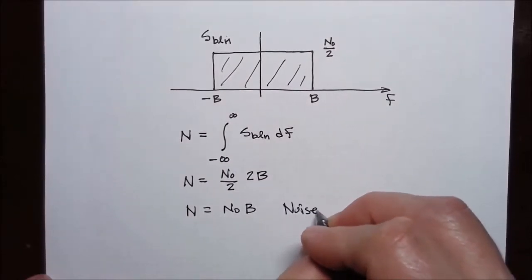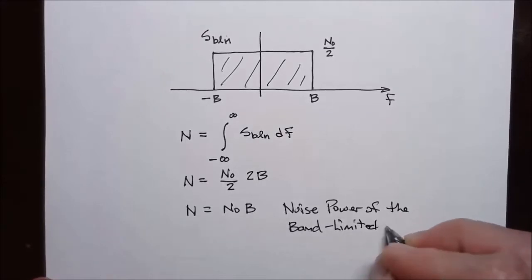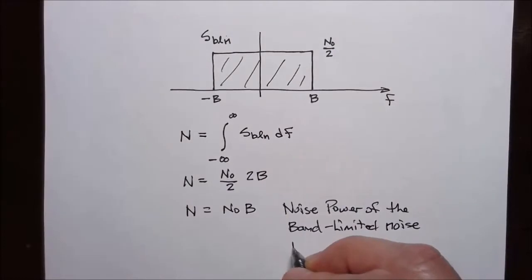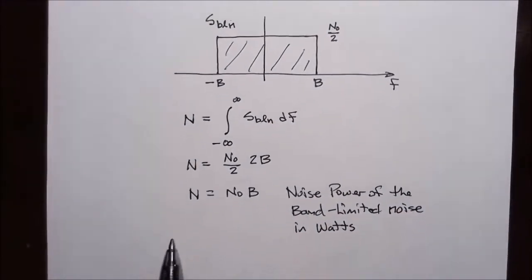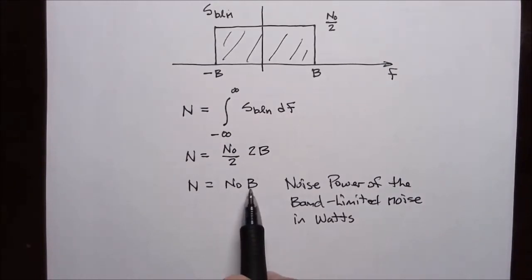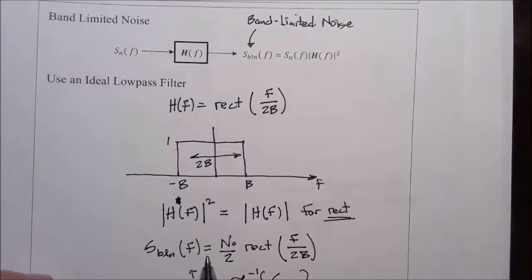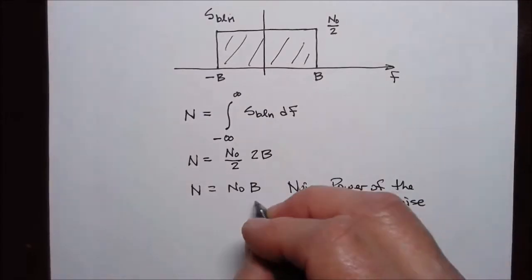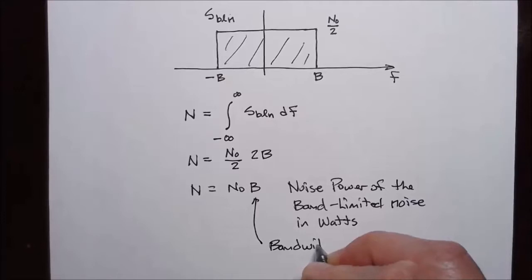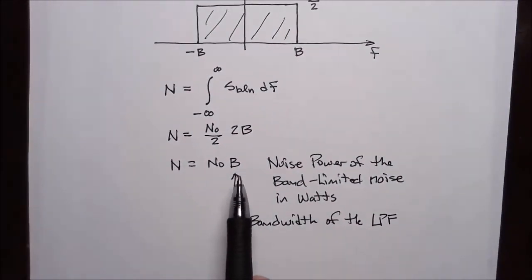So this is the noise power of the band-limited noise in watts. It's the average power, you could say, as well. It is dependent upon two things: the intensity of the background noise, as indicated by the value of N0. It is also directly proportional to the bandwidth of the low-pass filter. See this value of B? That's the bandwidth of the low-pass filter. So the wider the bandwidth of the low-pass filter, the more noise power is allowed through the filter.